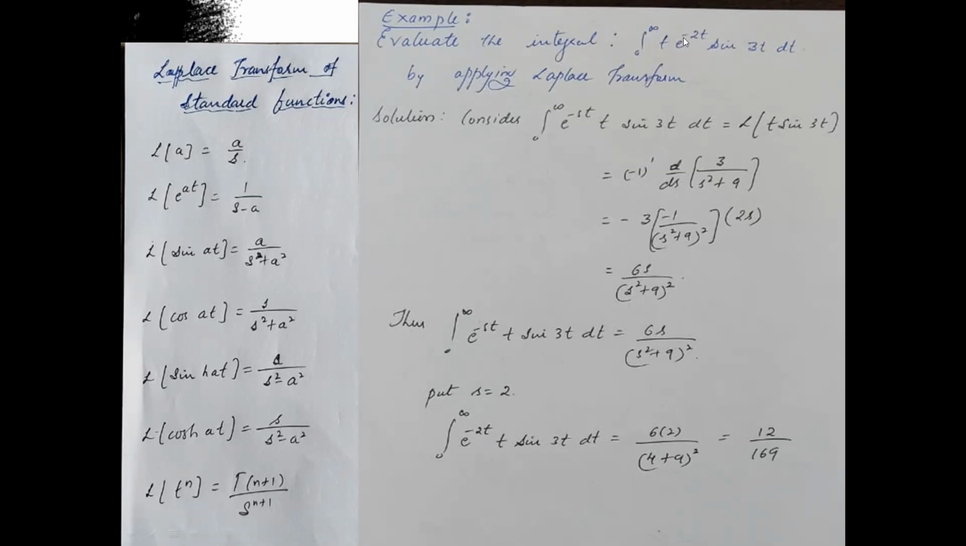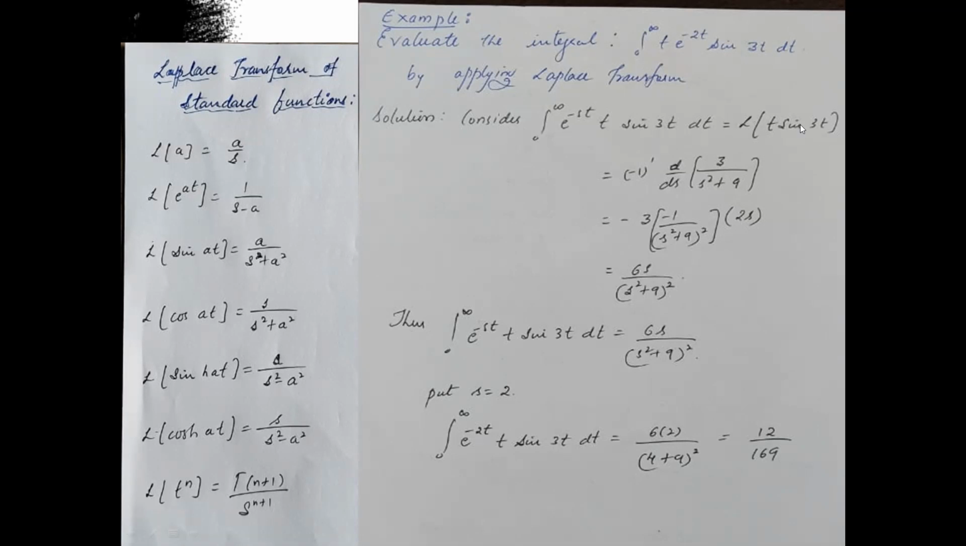Now instead of e raised to minus 2t, we'll take e raised to minus st, because the definition of Laplace transform goes that Laplace transform of a function f of t is integration from 0 to infinity e raised to minus st into f of t. Now here our function is t sine 3t. So this integral tells that it is nothing but Laplace transform of the function t sine 3t.